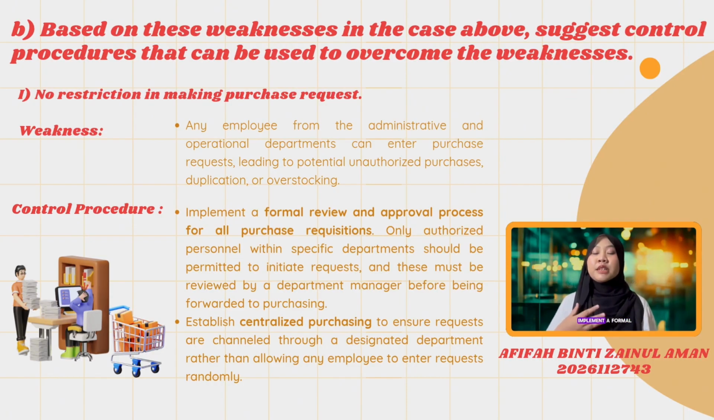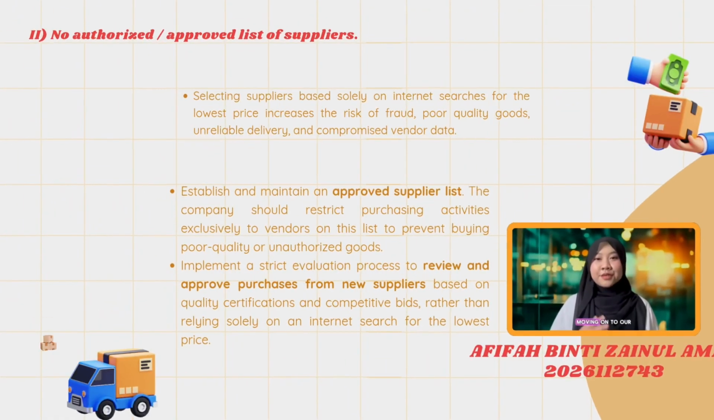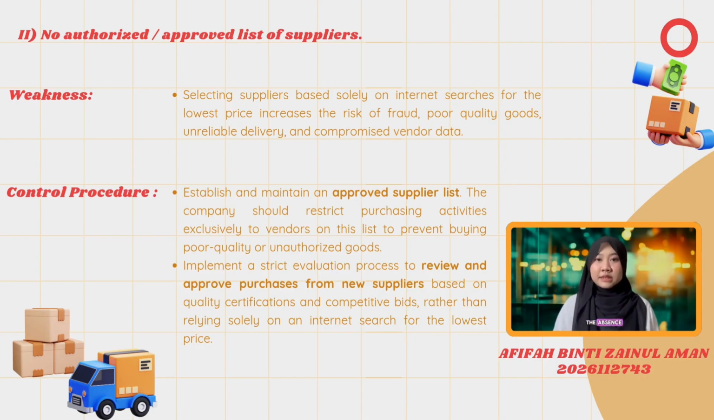First, the company must implement a formal review and approval process for all purchase requisitions. Only authorized personnel within specific departments should be permitted to initiate requests, and this must be reviewed by a department manager before being forwarded to purchasing. Second, the company may establish centralized purchasing to ensure requests are channeled through a designated department, rather than allowing any employee to enter requests randomly. Moving on to our second weakness, the absence of an authorized or approved list of suppliers.